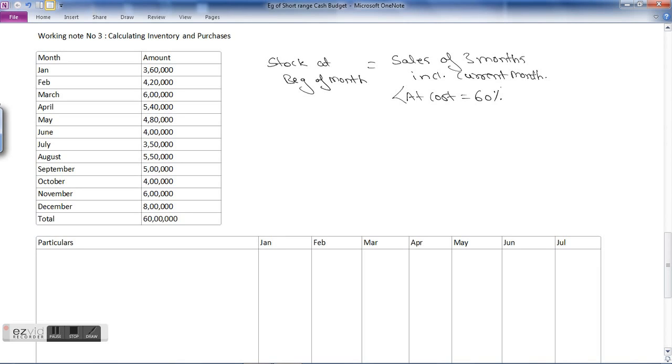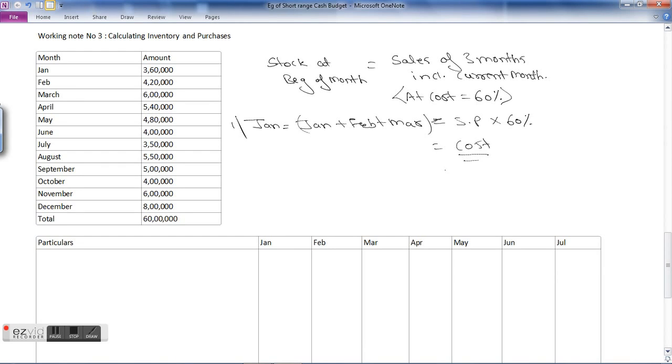So for the month of Jan, if you want to take a stock, it will be your sales of Jan plus Feb plus March. Okay, total. So on 1st Jan, this is what is the stock that is required. So it has to be Jan, Feb and March, and then when you get the selling price, you have to multiply it by your cost, 60% to get a cost. Okay, so this is what is the stock that is required on the 1st Jan.